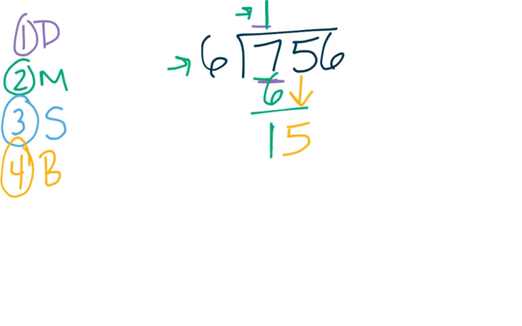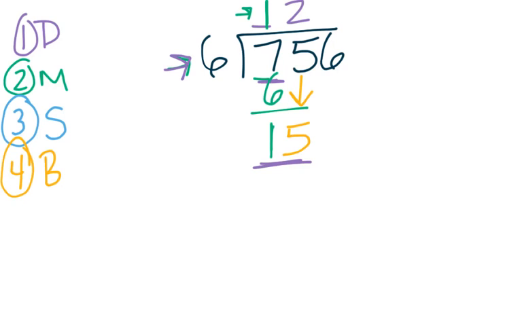Now I have to start the process all over again. My first step is to divide. I'm going to look at what I have left down here, and that is what I'm going to focus on dividing. How many times does my divisor of 6 go into 15? 15 divided by 6 will give me 2.